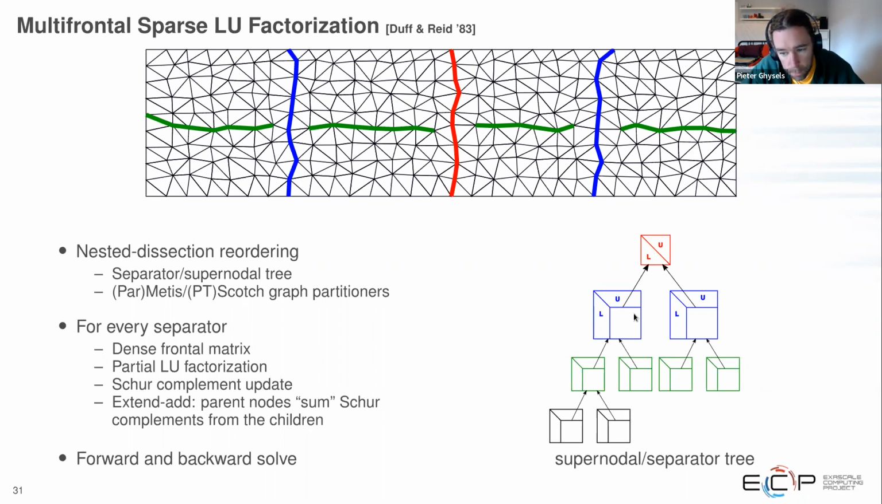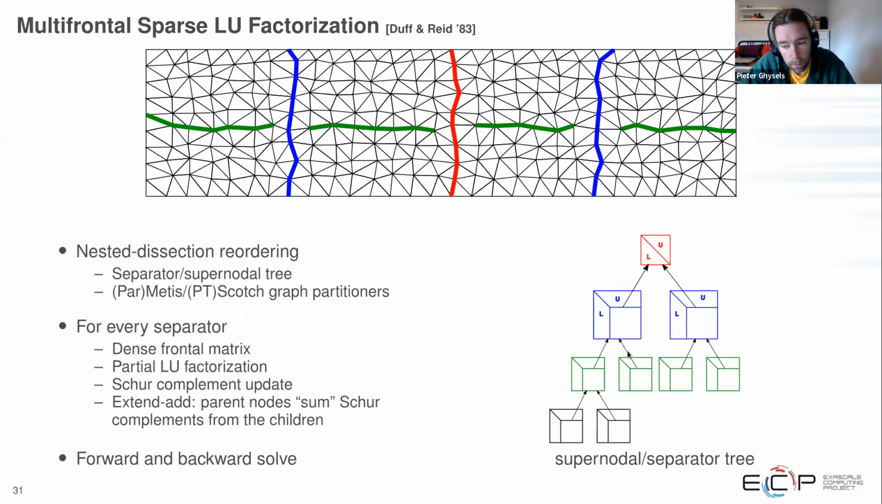So this block is then scattered into the parent node. To do the sparse LU factorization, we have to traverse this tree, the supernodal or separator tree, from the leaves to the root. In each node, we compute an LU factorization of the top left block, then do some dense triangular solves with the lower left and upper right blocks, and then compute this Schur complement update and pass it to the parent.